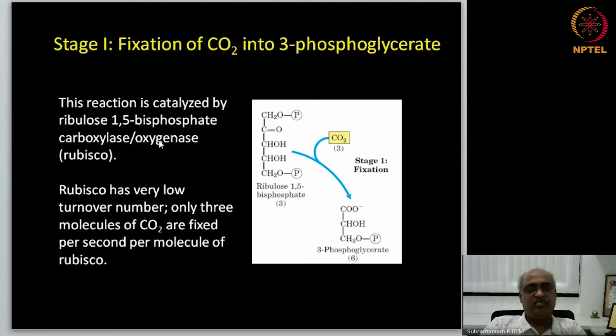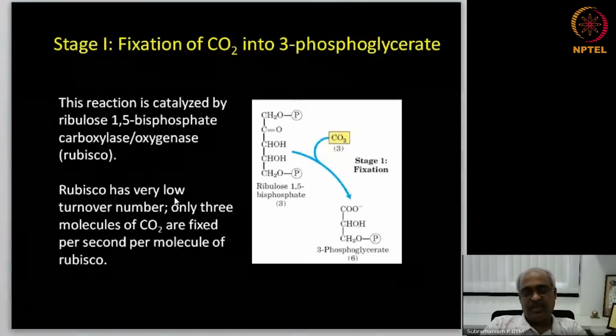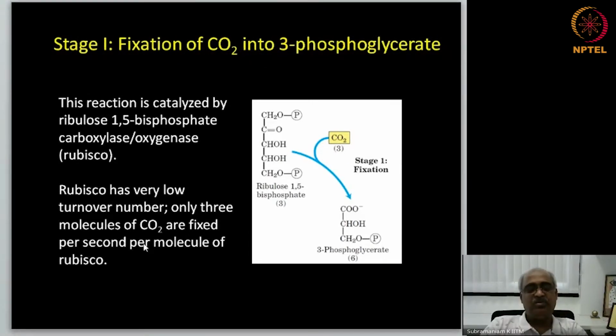But this is not that complicated. It's a long name, but it's very easy. It carboxylates because carbon dioxide is fixed, and it is actually an oxygenation reaction as well. So it is an oxygenase. And this enzyme has a very low turnover, only 3 molecules of carbon dioxide. If you compare this with enzymes like peroxidase, catalase, etc., they catalyze several 100,000 molecules per second, whereas here the turnover number is low.